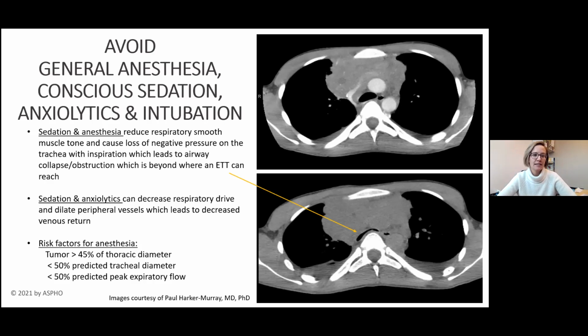Same thing with anxiolytics and sedation. They can decrease the respiratory drive and dilate peripheral vessels, which then lead to decreased venous return, which is often already an issue in this setting. And risk factors for those patients who need to receive anesthesia are a tumor that's greater than 45% of thoracic diameter, patients who have less than 50% of predicted tracheal diameter on a CT, or those that have less than 50% of predicted peak expiratory flow on PFTs. Those patients are at specifically high risk of anesthesia complications.